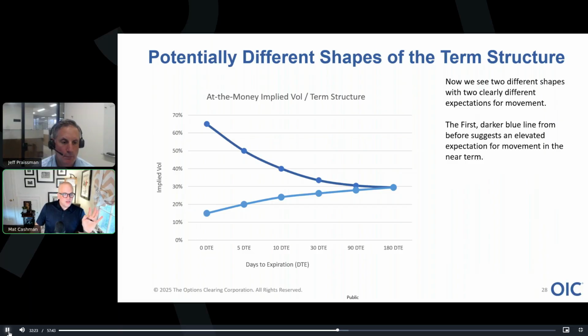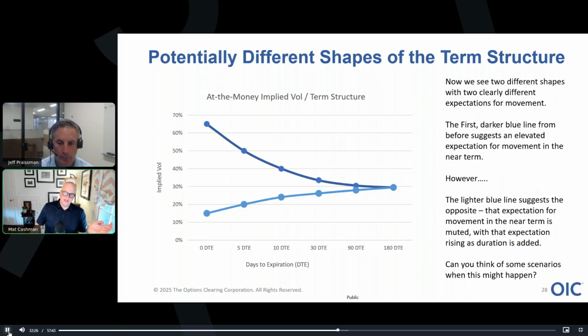And what you're seeing on the light blue term is the exact opposite of that. The light blue is suggesting that there will be no theoretical movement over the next 5 to 10 days, but that there's a significantly greater amount of movement forecasted over the long term. Oftentimes when duration curves reprice, they will reprice in ways like this. I can give you a great example. The dark blue line might be what a term structure looks like before earnings, and that light blue line might be what it looks like after earnings.